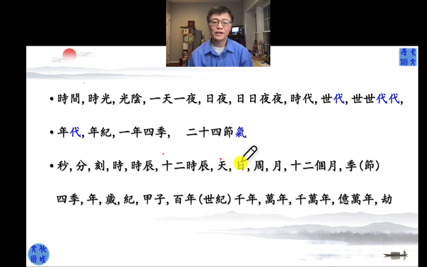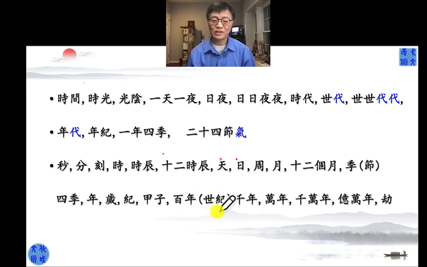Okay. 天, one day. 日, one day. And 7 days, week. 28 to 31 days, 1 month. 月, there's no problem. You all should be able to remember all of this now. 12 months, 12个月, equal to 1 year. 四季, 季节, 4 seasons, 季, season. 年, 岁, talking about a year, or in general, year, or 1 year. 三岁, 五岁, 纪, 12 years. 甲子, how many years? 60 years, right? 百年, 100 years. Or another way to say 100 years, 世纪.